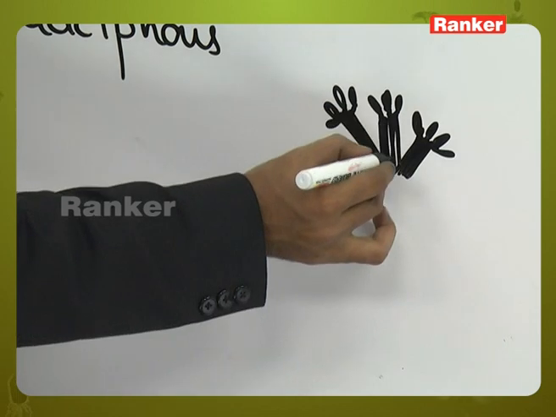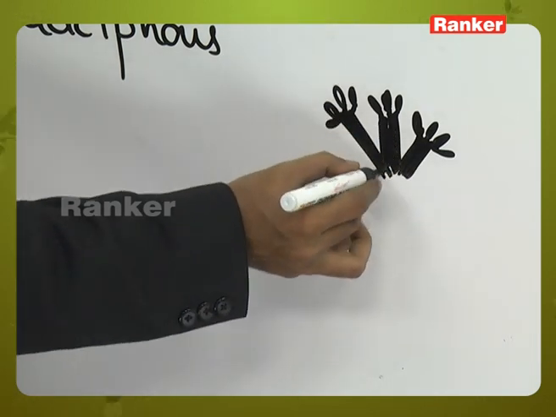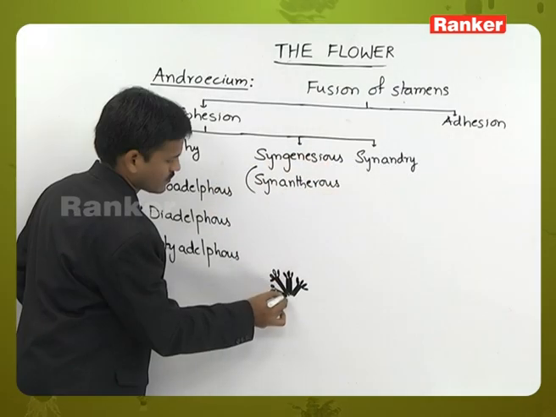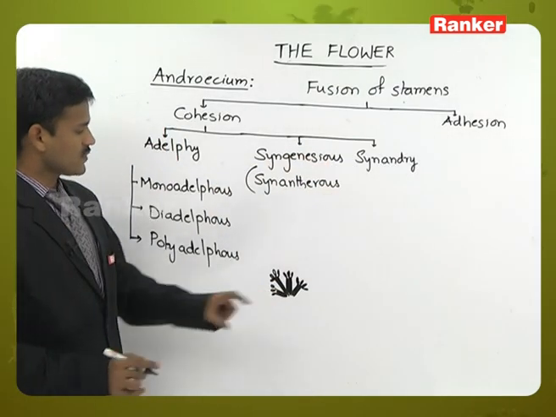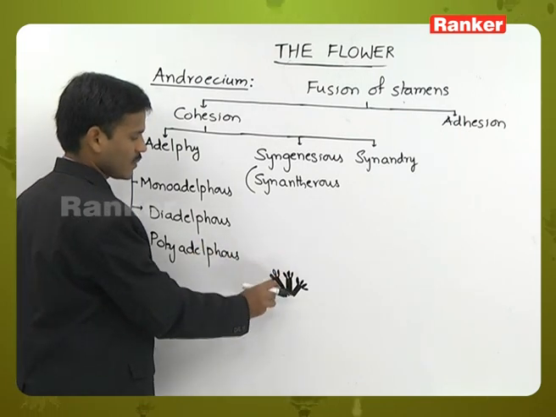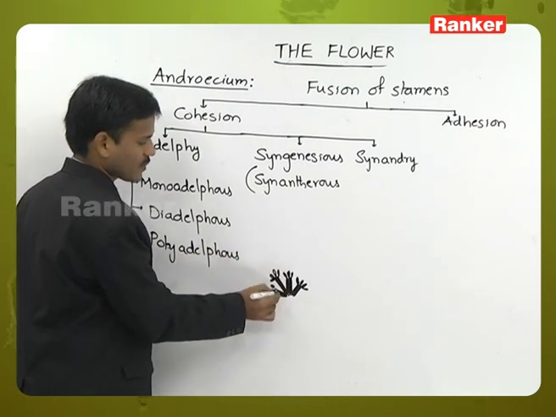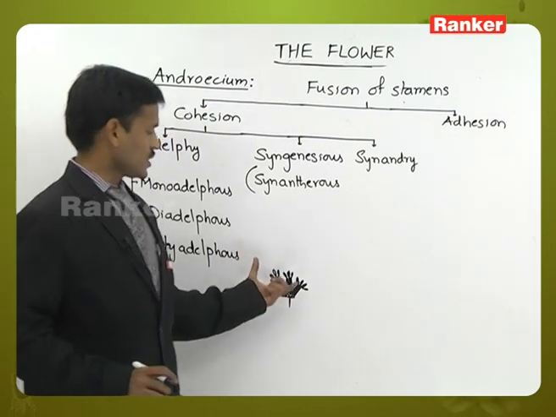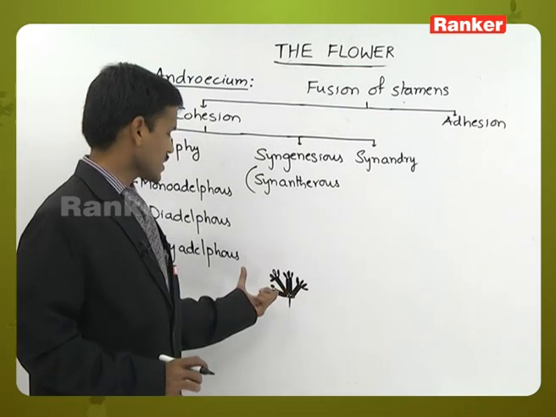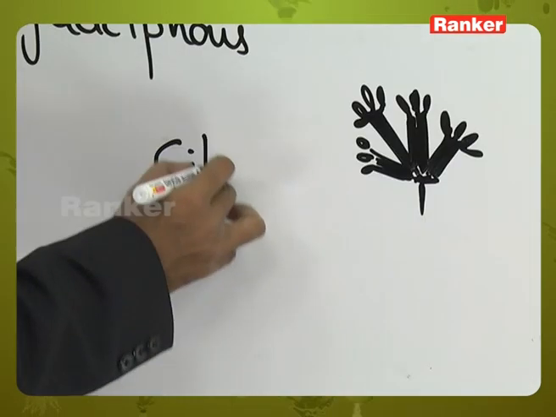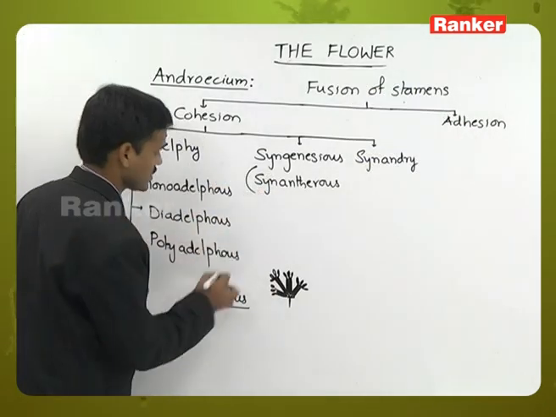Here also the filaments are fused, but the anthers are free. A number of bundles are formed after the fusion of filaments. This type of fusion or cohesion is called polyadelphous condition. Polyadelphous condition is observed in the citrus plant, citrus flowers.